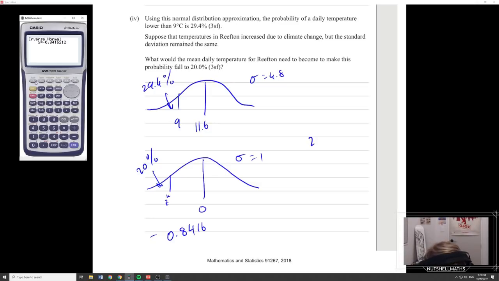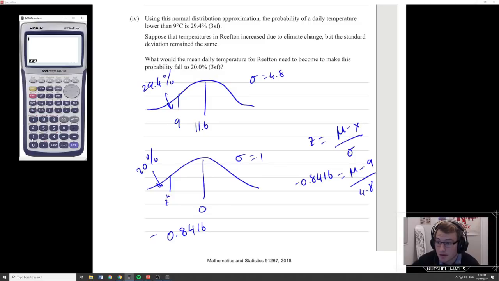Right? So we have our formula. I always forget this formula. Z equals x, no, not x, the mean minus x all over standard deviation. I'm pretty sure. Z equals the mean, which is what we don't know, minus the x value of 9 all over my standard deviation of 4.8. Okay. Minus 0.841 times 4.8 and plus 9.